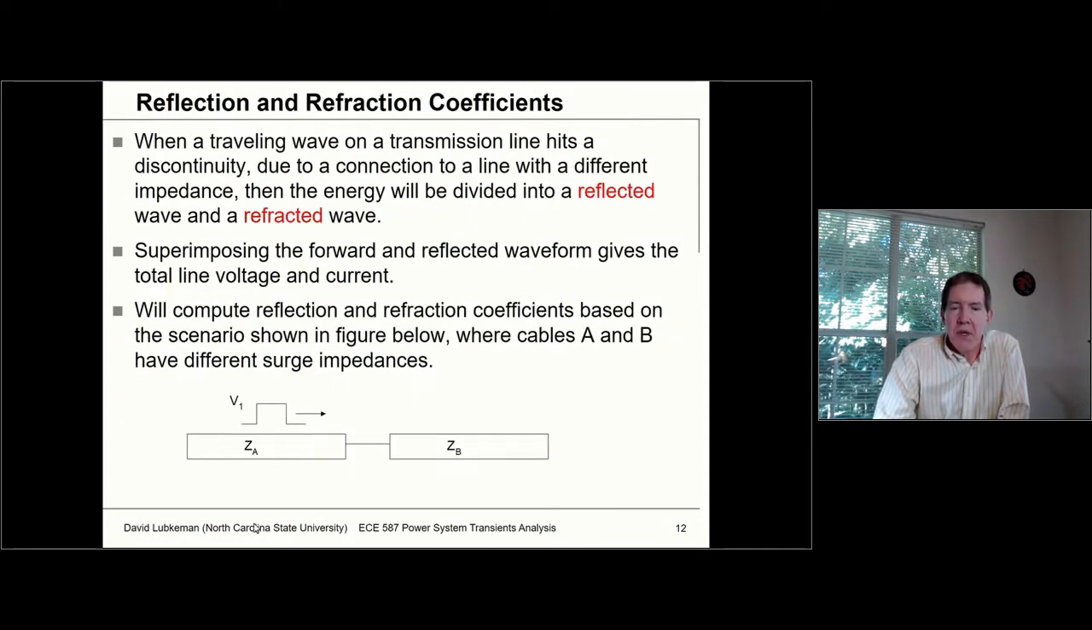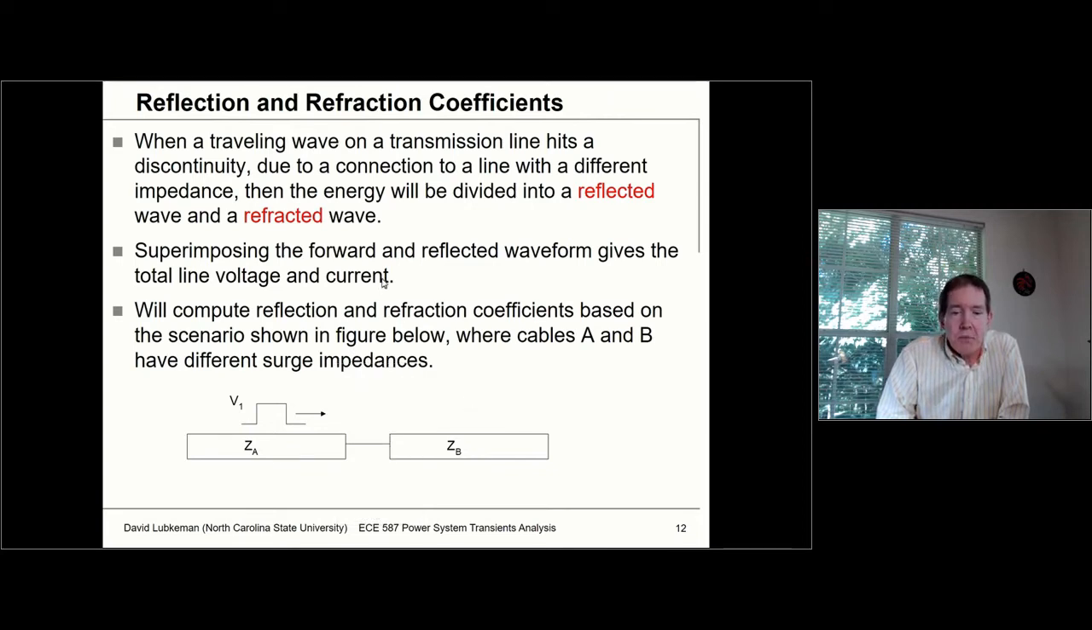Now, one thing we need to take a look at is what happens if I have two cables or two lines put together. This is a very common thing where we see two cables put together, and the point where those two cables connect together is referred to as a discontinuity. And so we have to have a way of dealing with that.